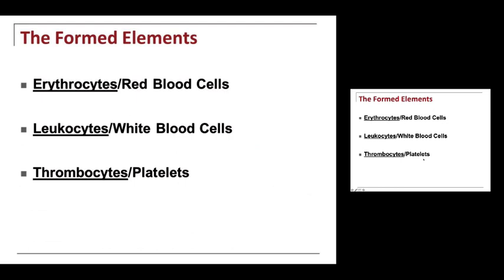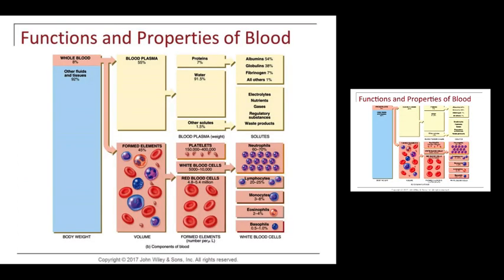The formed elements, again, red blood cells are erythrocytes, white blood cells are leukocytes, and platelets are thrombocytes. When we look at the breakdown of these, if we look at blood, it makes up about 8% of the body's weight. And of that 8%, we know that 55% of it is the plasma, and then the formed elements are 45%.